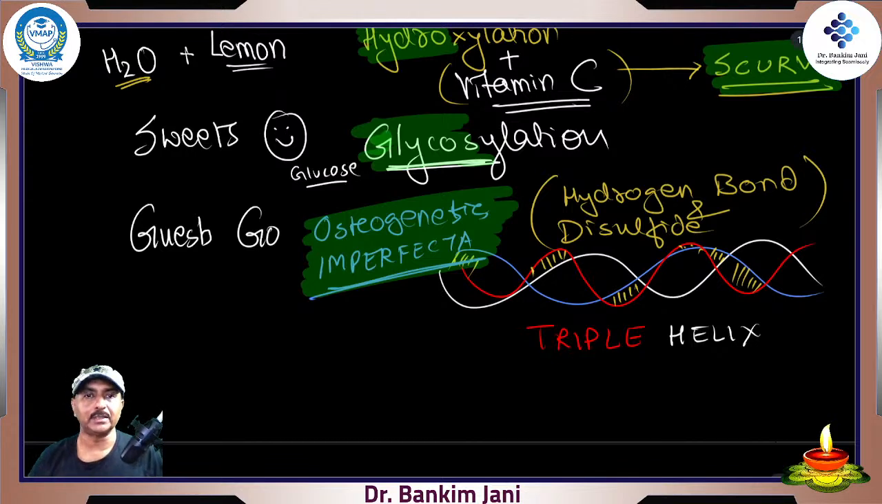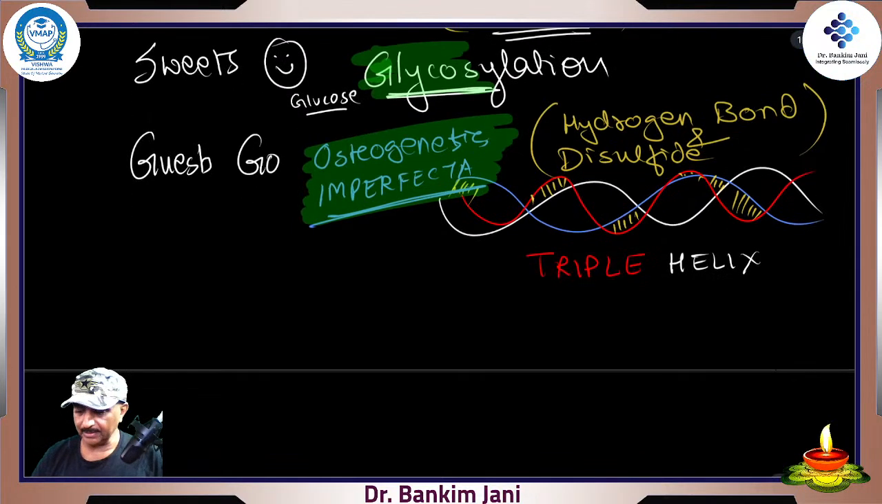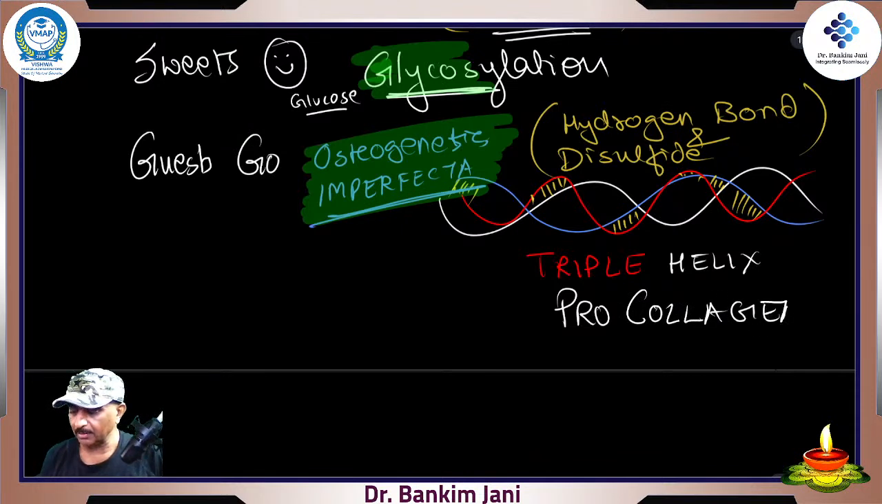Add one more thing to this. This triple helix, right? It is triple helix. Still, our full collagen is not 100% ready. Triple helix procollagen, right? Whenever we say procollagen, it means this is a stage which is just one step back for the final formation of the collagen, right? So this is triple helix procollagen, right? From procollagen, it will lead to final collagen.